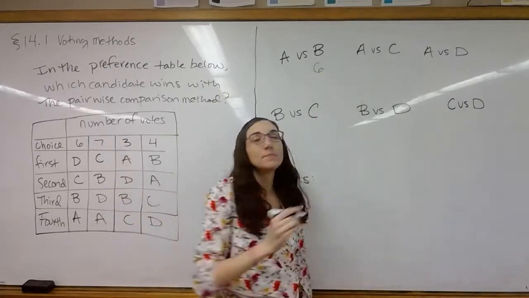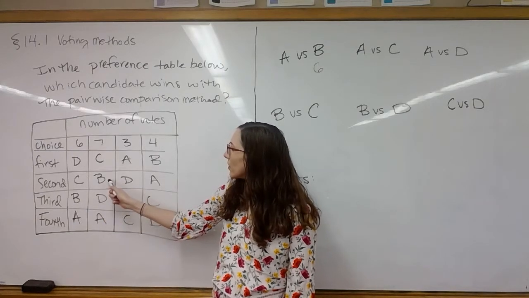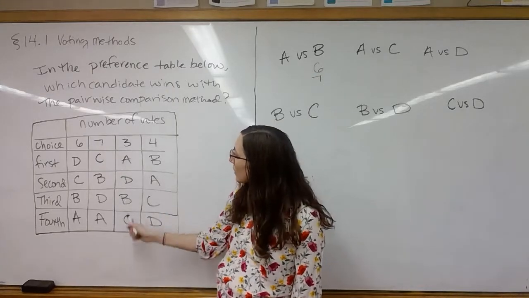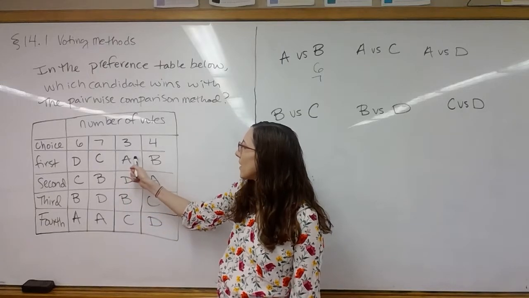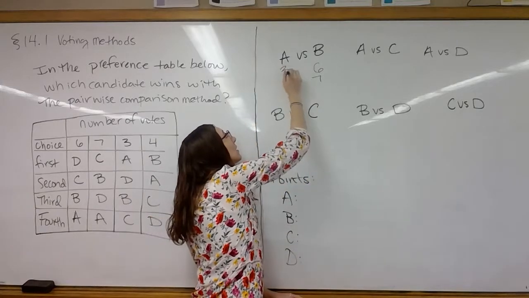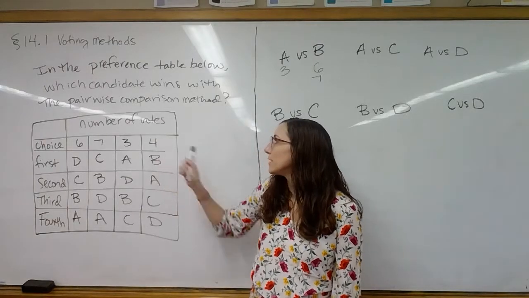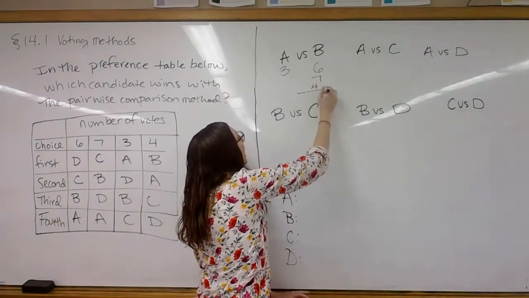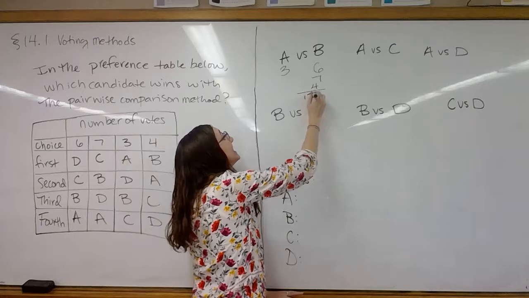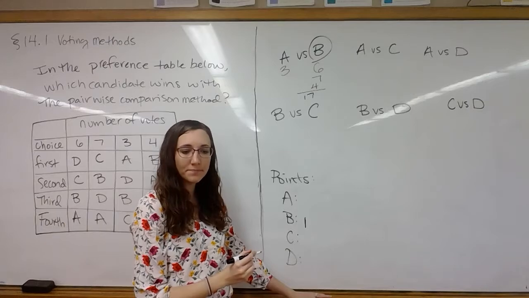So B gets 6. In the next column, looking at A versus B, B is preferred, so they get those 7 votes. In the third column, A versus B, now A is preferred to B, so they get 3 votes. And in the last column, B versus A, B is preferred, so B gets 4 votes. Counting those up, A got 3 and B got 6, 7, and 4, which is 17. So B was the winner there, so we'll award B 1 point.